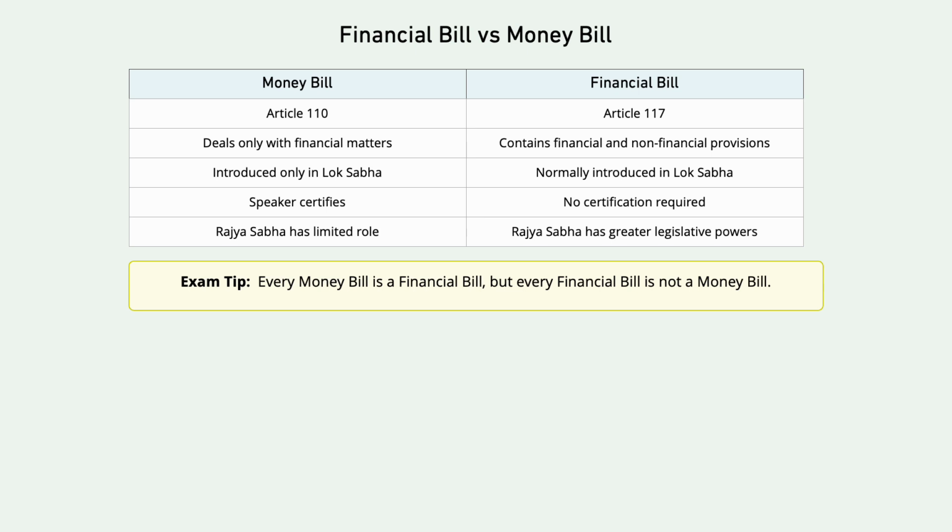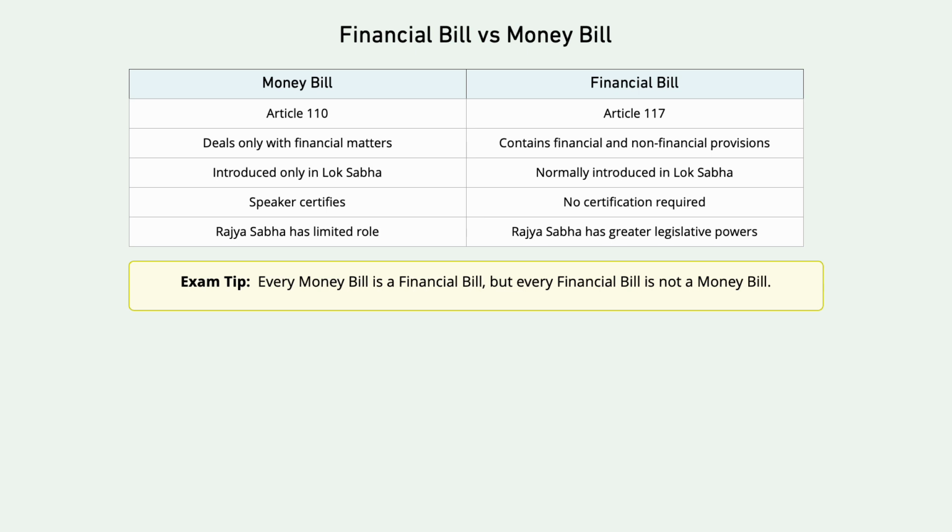But where money is spent, that is a money bill as well. That's why money bill is used. Now the Speaker certifies it, whereas for the financial bill, no certification is required. So financial bill complications don't exist much in the Indian Parliament. It's very easy, but money bill involves crores of rupees being spent, so there is a question. So Rajya Sabha has a limited role.